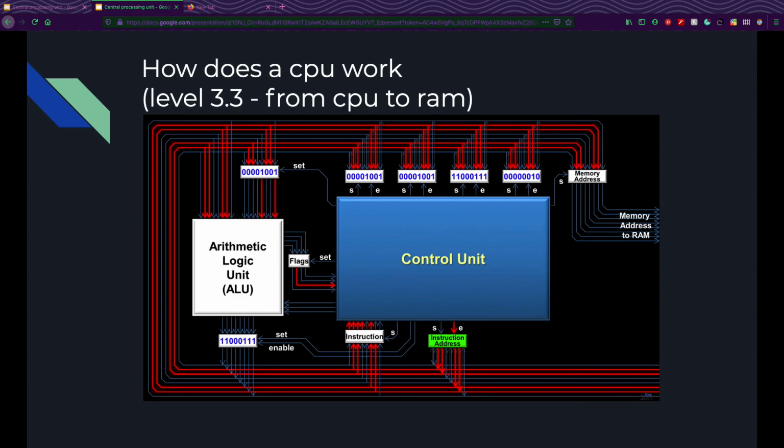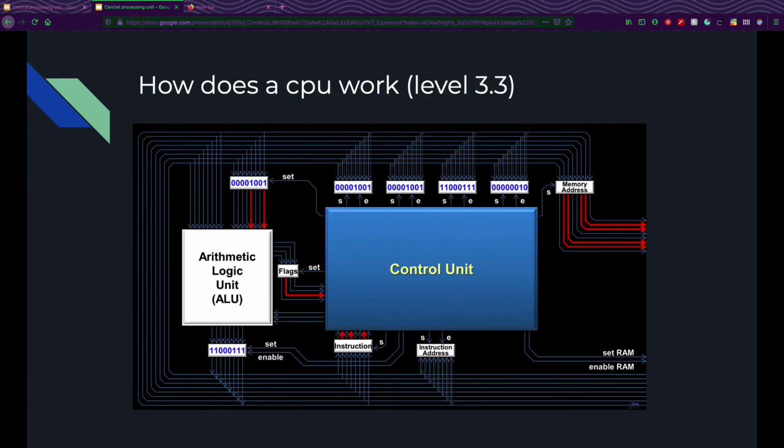But this address is not going straight to the RAM. It is going to a memory address register. Not only the address, but all the general purpose registers are also turned red, which means the data as well as the address are both going to the memory address register, which then outputs this straight to the RAM. And this is how CPUs work on level 3.